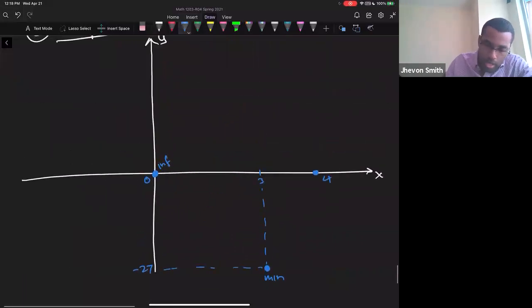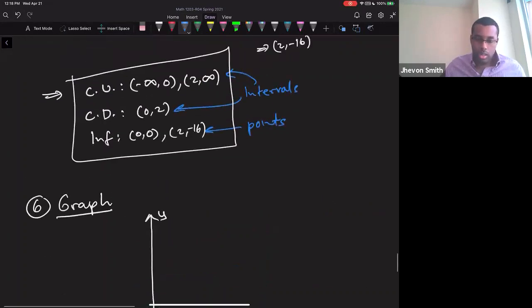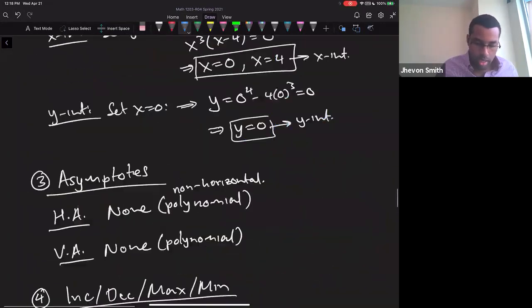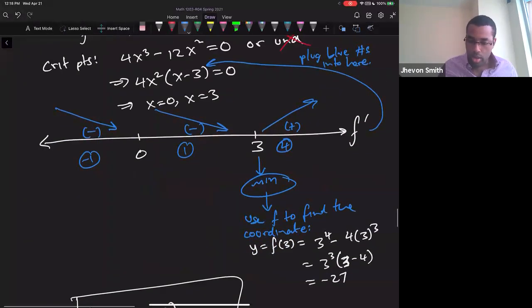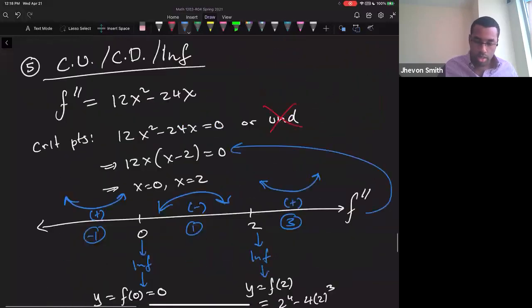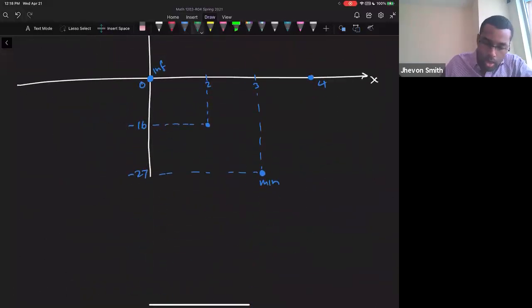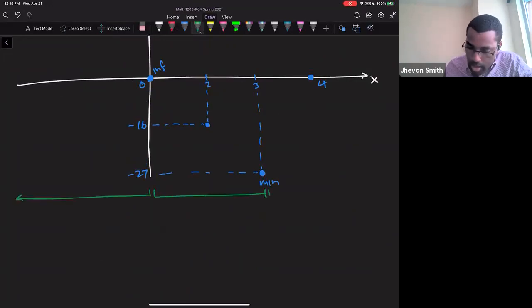So we're going to have an inflection point at 2, comma, say, minus 16. So those are all my coordinates. Now let's put in, the asymptotes aren't there, so let's put in the intervals. 0, 0 to 3, and 3 onwards. So we have something going on up to 0, something between 0 and 3, and something from 3 onwards. Over here, we're increasing, while over these other 2, we're decreasing.